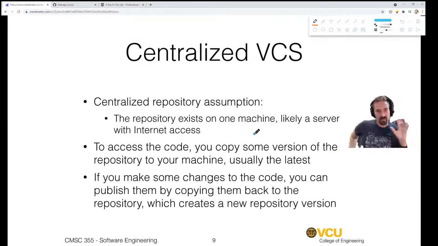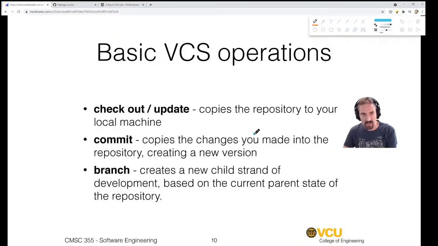Now, there are a couple different types of version control, and the old school way was centralized version control. That's where the repository exists only on one machine, a server with internet access, and you can check it out from there, make changes, and push it back. Here are the basic commands: checkout / update.